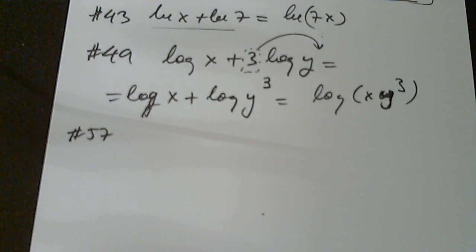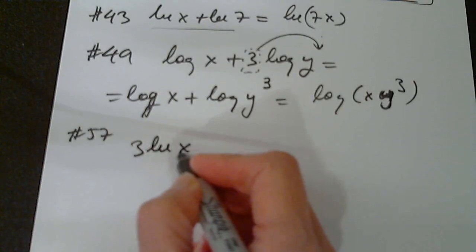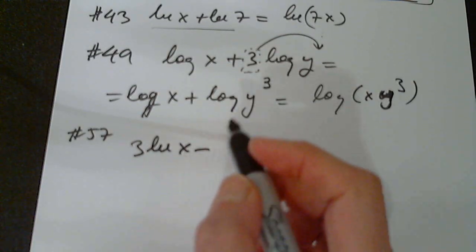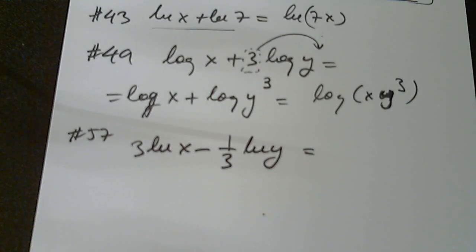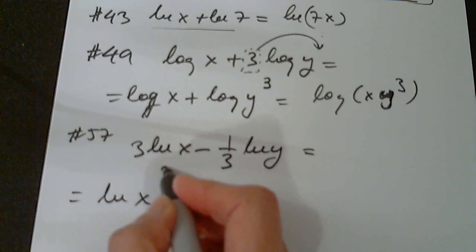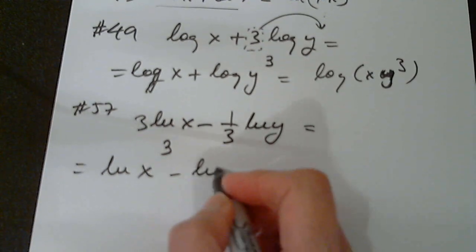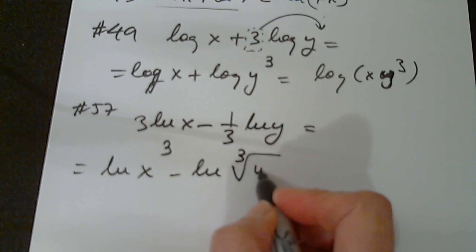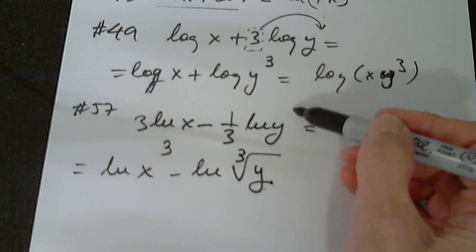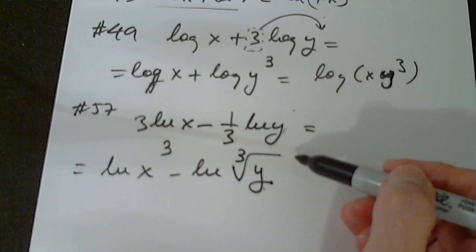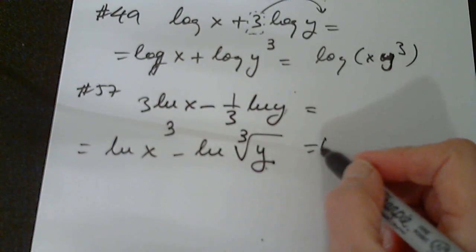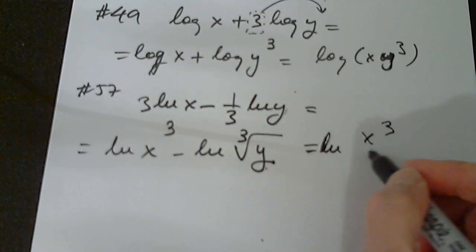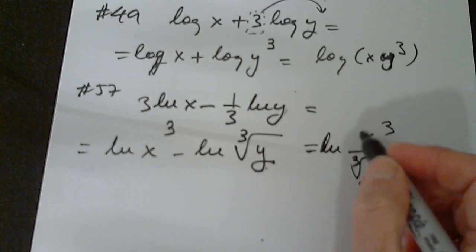So in 57, we have 3 natural log x minus 1/3 natural log y. Perfect, excellent. As you know, I have to take care of the numbers in front first. So this is natural log x to the third power minus natural log the cube root of y. Because power 1/3, y to 1/3 is the cube root. Now there is negative between these two. So then this is natural log x to the third divided by the cube root of y.